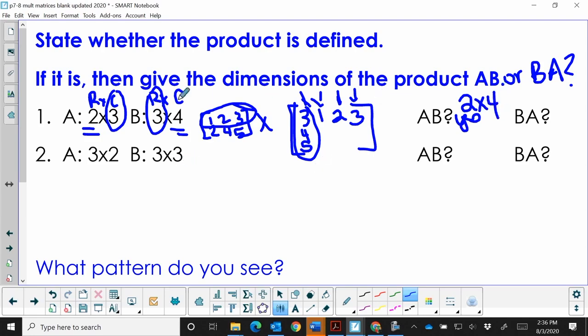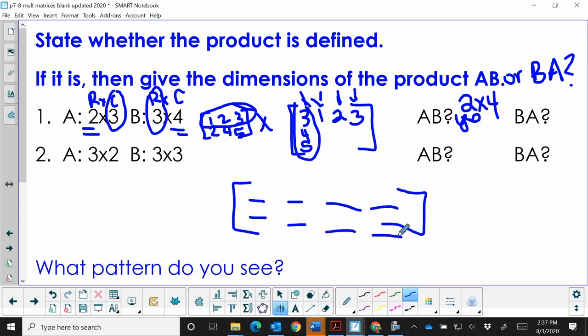So what I like to do before I start a multiplication problem is go ahead and draw what my answer is going to look like. So I'll draw it where I have 2 rows by 4 columns, and that means I'm going to have 8 elements in my answer. So that's your first start.